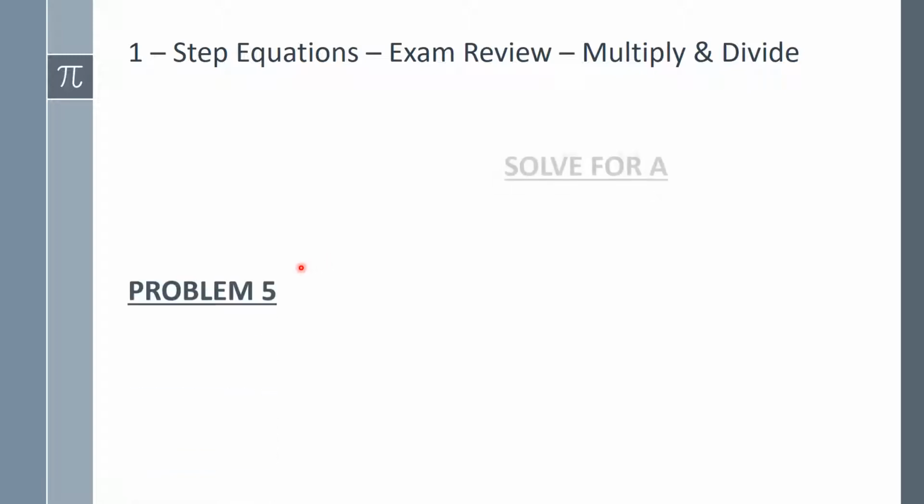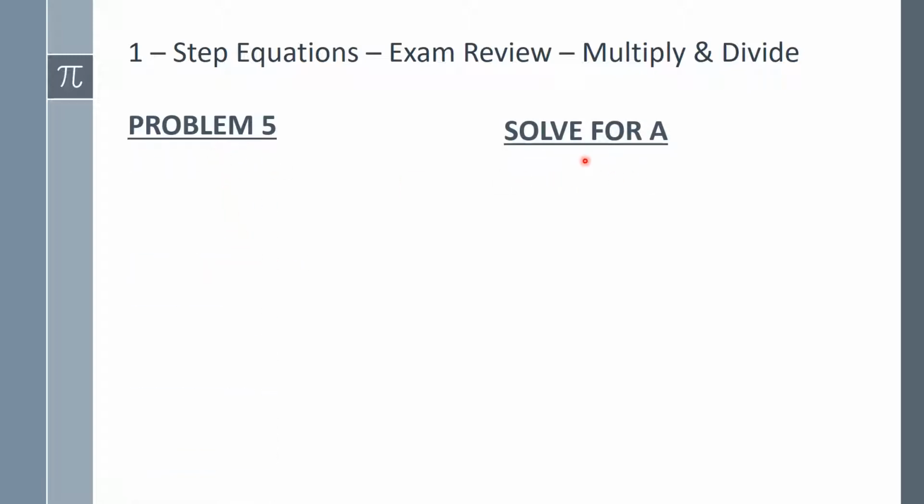Okay, this is problem number 5. We've got a total of 6 problems, so we're almost done with our review. Please make sure you're taking notes. So here's my equation. 5 is equal to a over negative 3.